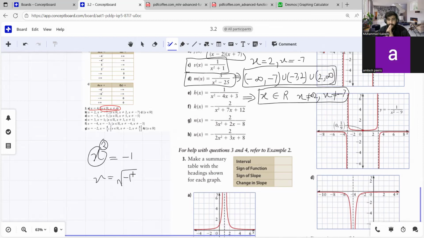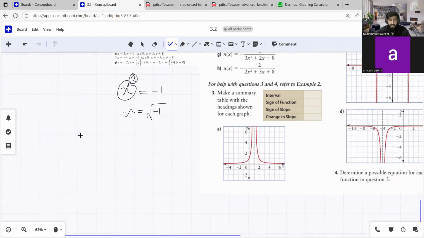Define integer one more time. Not just any number, an integer. You don't know about integers? 0, plus 1, -1, plus 2, -2, +3, -3. But 3.5 is not an integer.